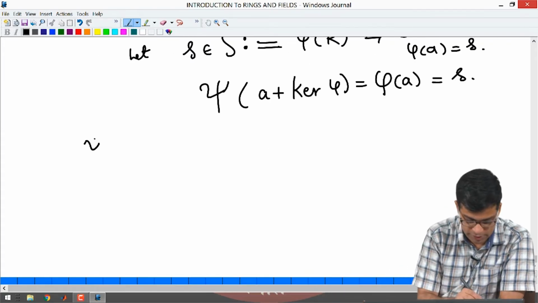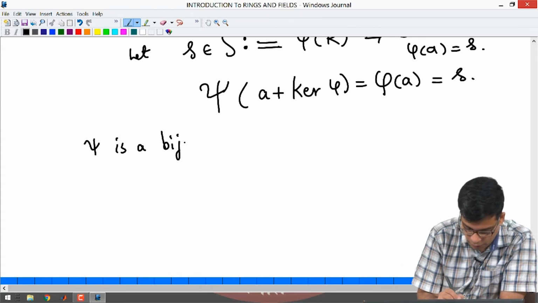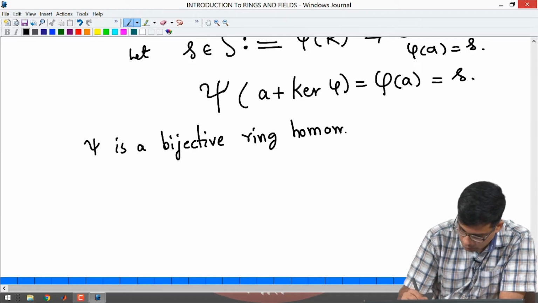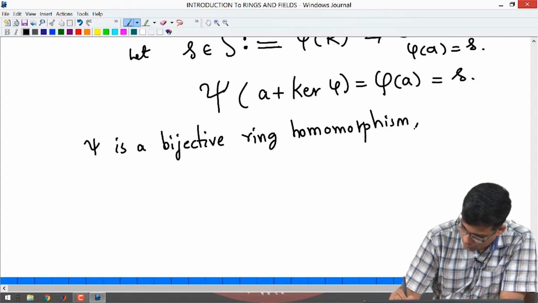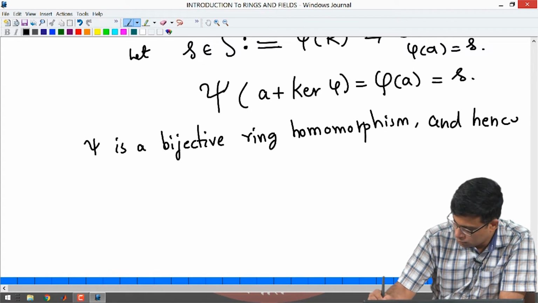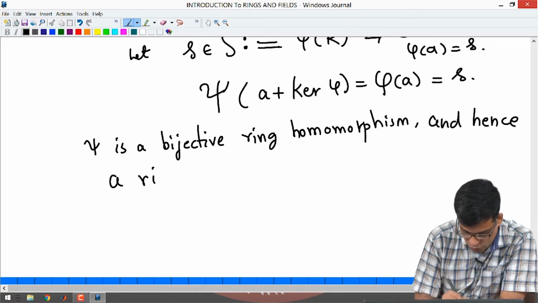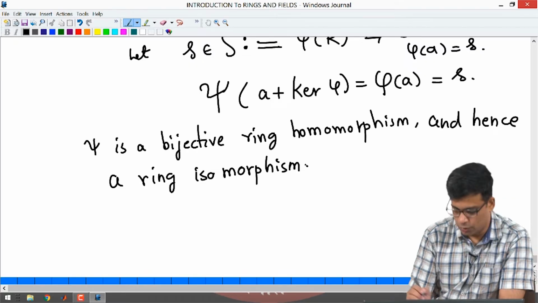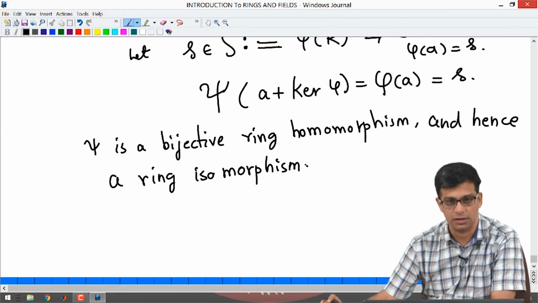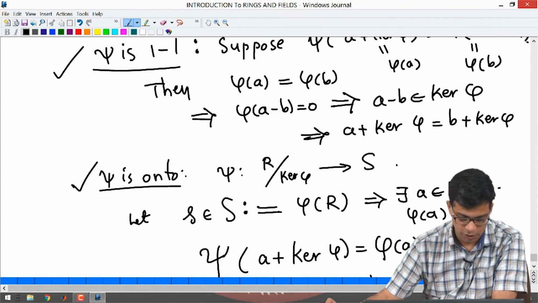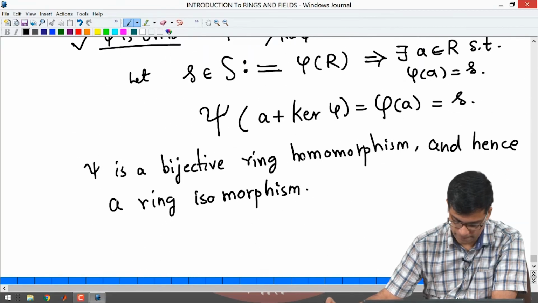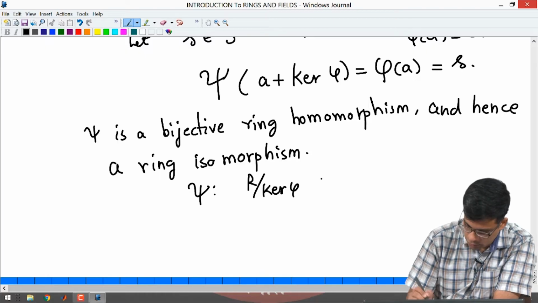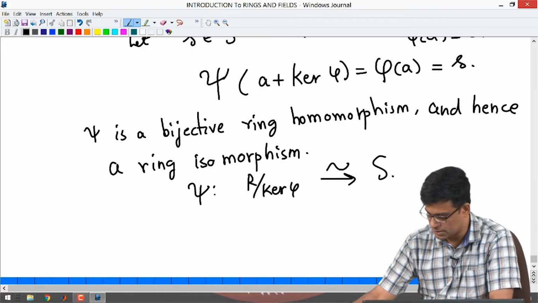So, in other words, psi is a bijective ring homomorphism, bijective remember means it is 1-1 and onto, and hence a ring isomorphism. Okay. So, you have a bijective ring homomorphism which is then automatically a ring isomorphism. So, in other words, we have showed that psi is an isomorphism from R mod kernel phi to S. So, this is exactly the second part of the theorem.